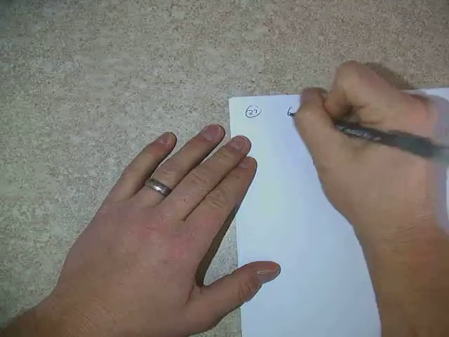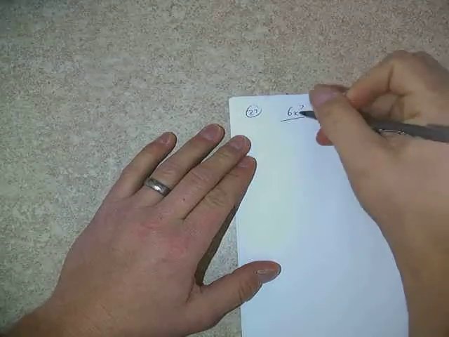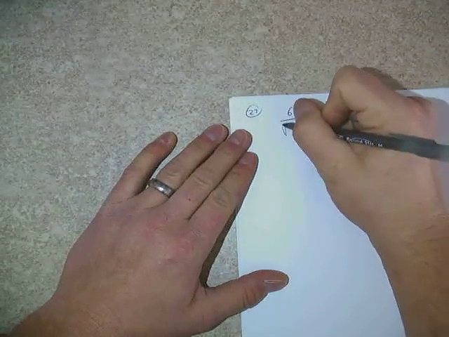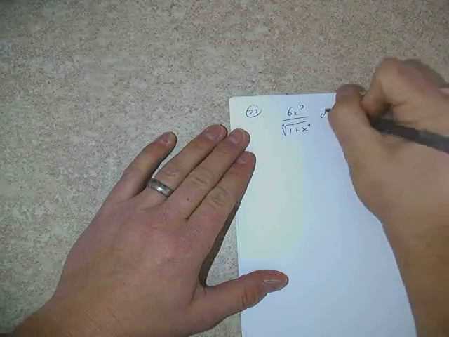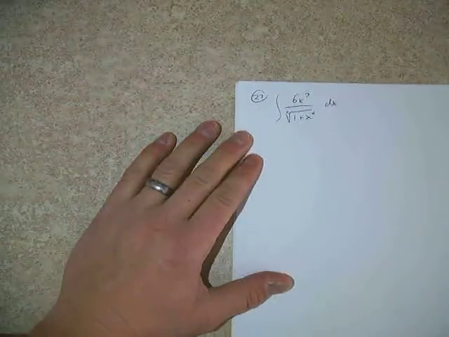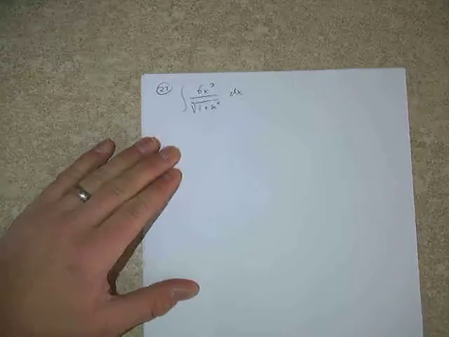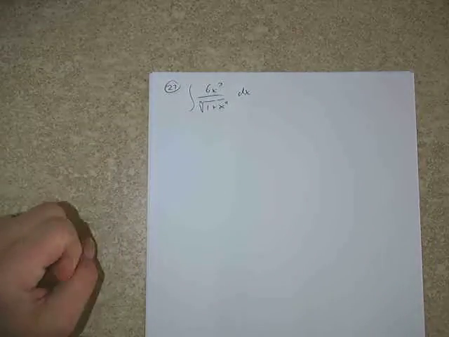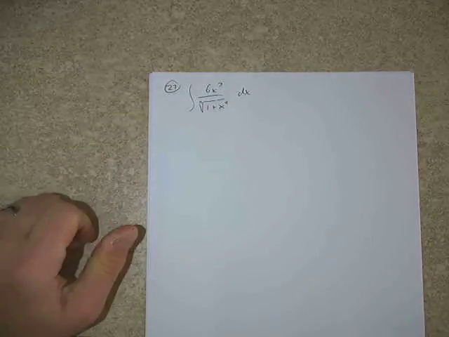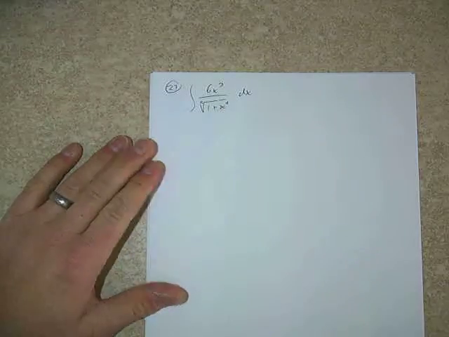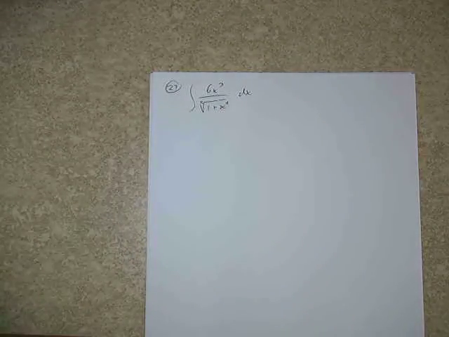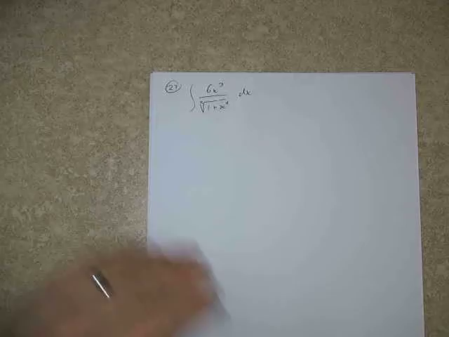27, we got 6x cubed on top, and we got the 4th root of 1 plus x to the 4th on the bottom. Alright, so with that one, they don't tell us what to substitute this time, so we need to come up with something here. Something tells me this is probably what we want to substitute, since if we differentiate it, we'd get a cubic, which we have a cubic on top to get rid of.